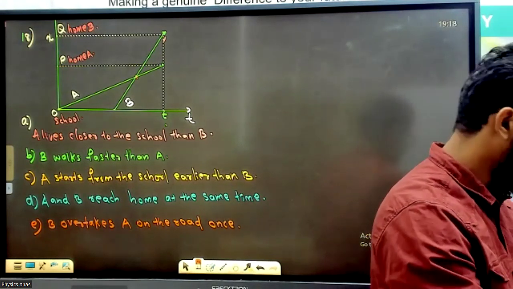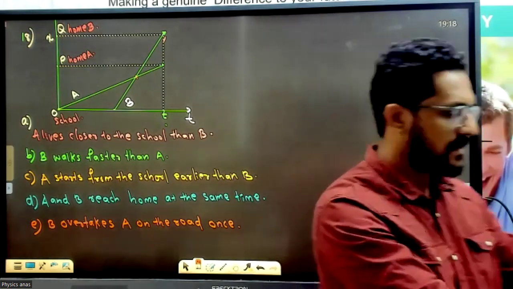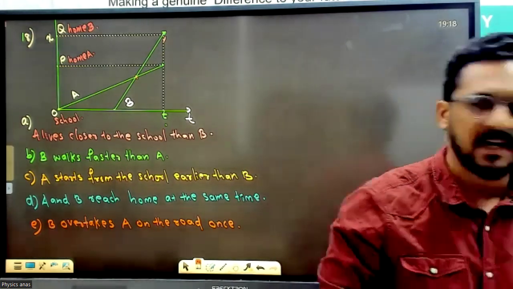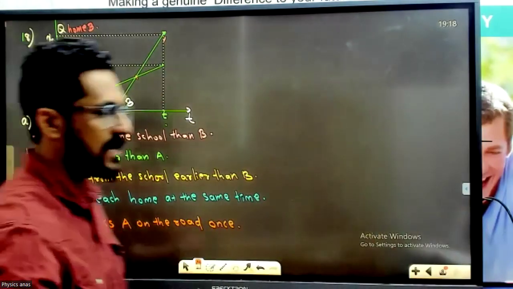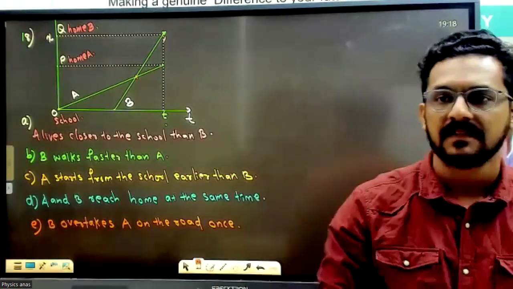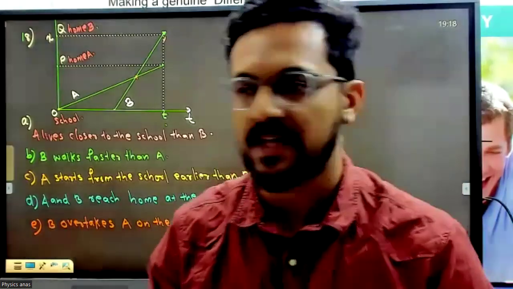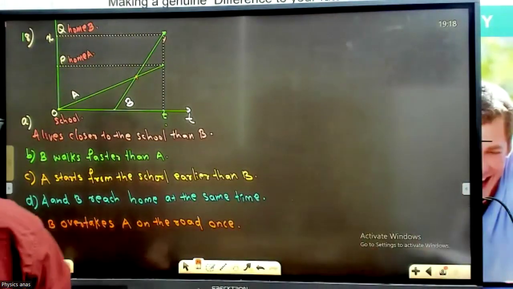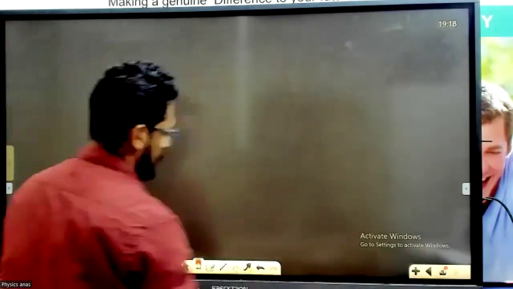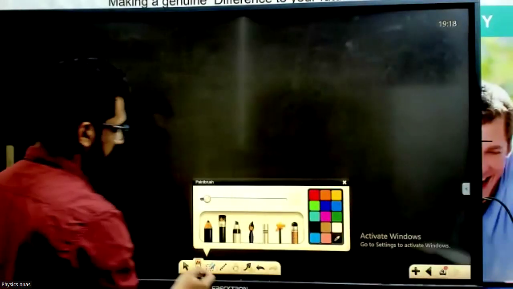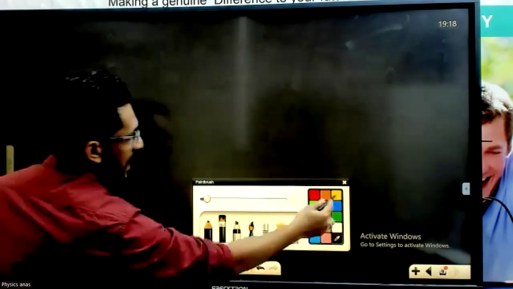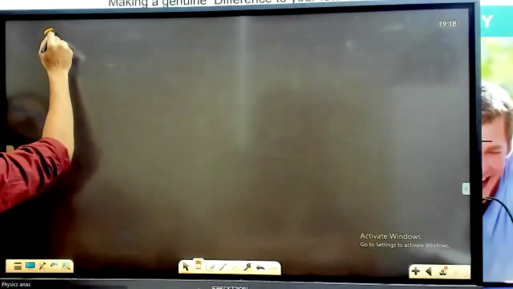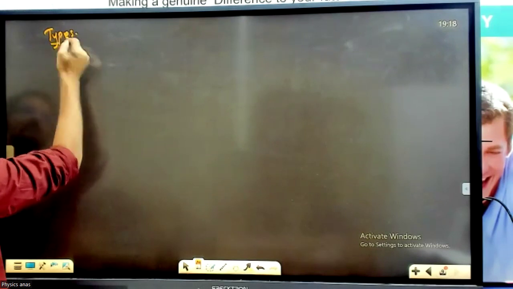Have we completed the types of vectors? Did we write negative of a vector? No. What about equal vectors? Are we done with the equal vectors? Same direction, they are equal vectors. So we are discussing types of vectors. Just look at it.